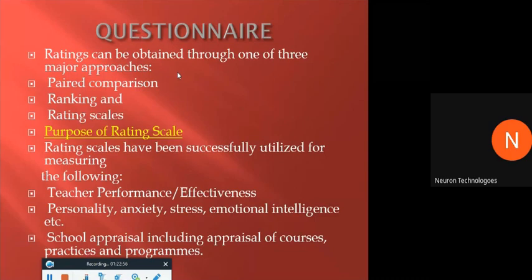Rating can be obtained through one of three major approaches: paired comparison, ranking, and rating scale. The purpose of a rating scale is very clear: it is successfully utilized for measuring the following: teacher performance, effectiveness, personality, anxiety, stress, emotional intelligence, school appraisal, including appraisal of courses, practices, and programs. So these are considered the best for common opinion of any audience. So these are good ones, and teacher feedback and school feedback or student feedback as well.